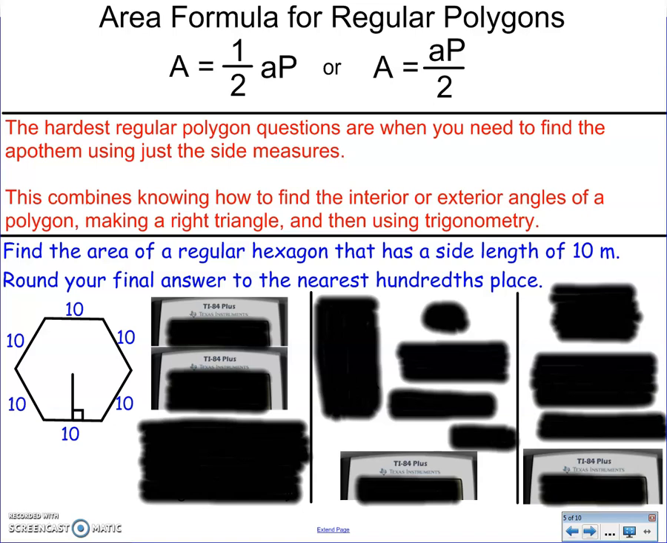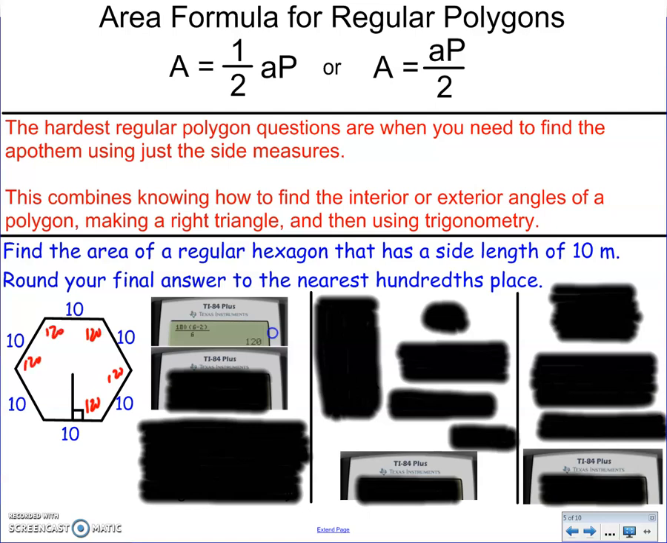Usually they don't give you a picture, but I drew a picture for us. So first, we need to figure out the interior angles. To find the interior angles, you have the formula 180 times n minus 2, over n. So 180 times 6 minus 2, over 6, will be 120. So all these inside angles are 120 if you want that.